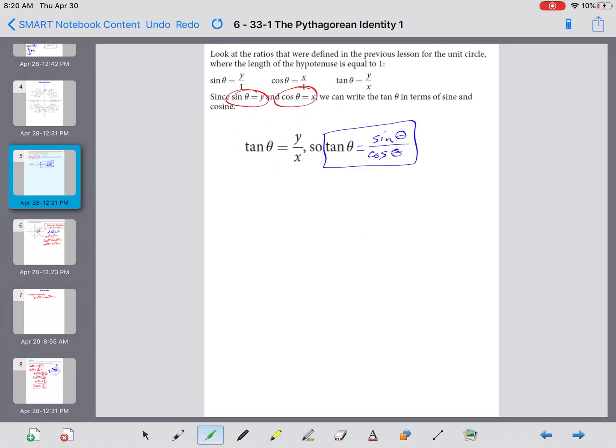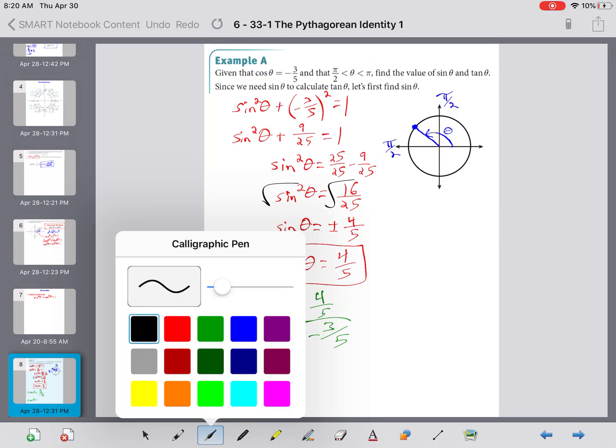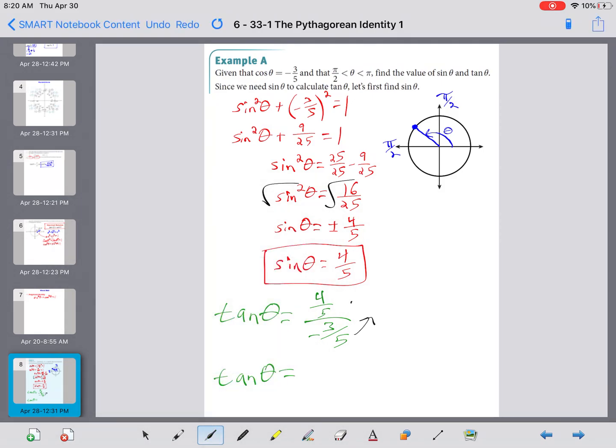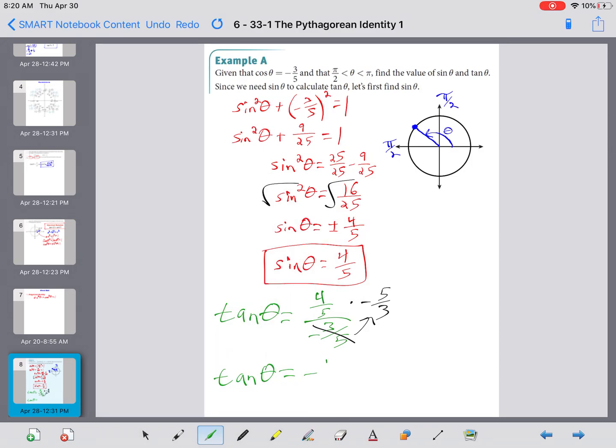Now I also have to find tangent. Remember what we said, we have another option for tangent back here. We don't know the xy value at that point, but we do know the sine and cosine value of that angle. So I'm going to find the tangent. I'm going to take the sine ratio, 4/5, divide it by the cosine ratio, negative 3/5, and clean it up. Multiplying by the reciprocal, you can save a step here and multiply by the reciprocal in one step. So multiply by negative 5 over 3, and the 5s are going to reduce. So we're going to get negative 4/3 as our tangent of theta.